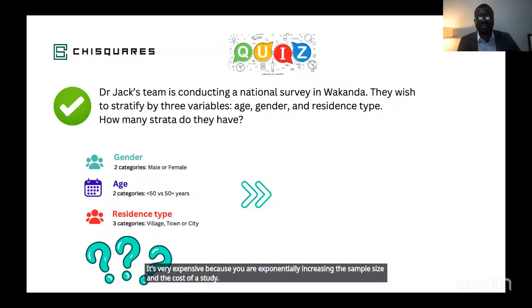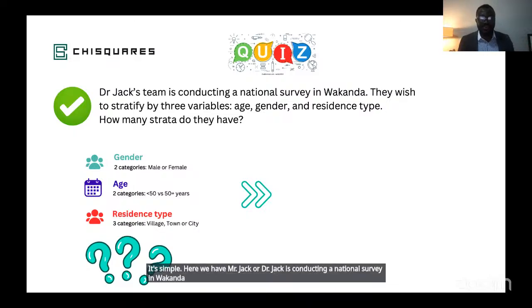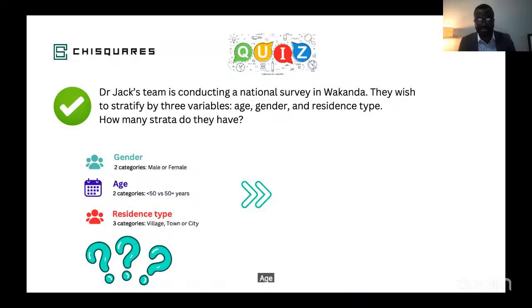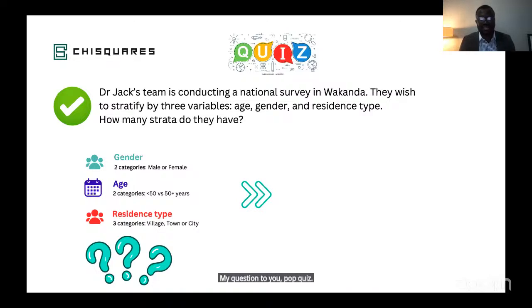So how do we know how many strata are in a study? Well, it's simple. Here we have Dr. Jack, who is conducting a national survey in Wakanda, and they wish to stratify by 3 variables: age, gender, and residence type. For gender, we have 2 categories, male or female. For age, we have 2 categories, less than 50 or 50 plus. And for residence type, we have 3 categories: village, town, or city. My question to you, pop quiz: how many strata does Dr. Jack have to deal with in the study?